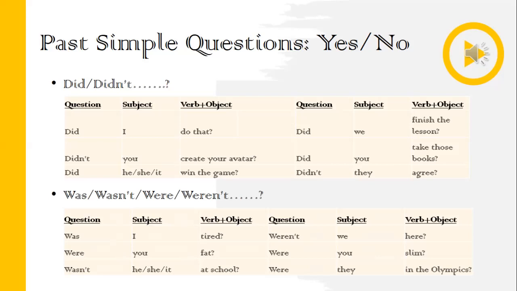In these questions, was, wasn't, were, and weren't is the very first word in your question. After that, there are no verbs that change. You do not need to add ed to any of the verbs. These are the two ways where you can use the past to ask a question where the answer is yes or no.